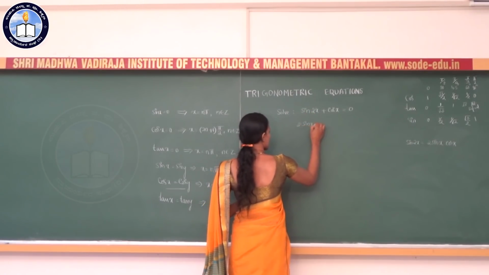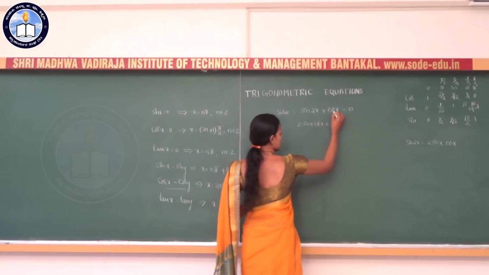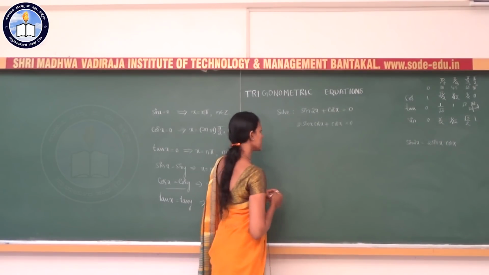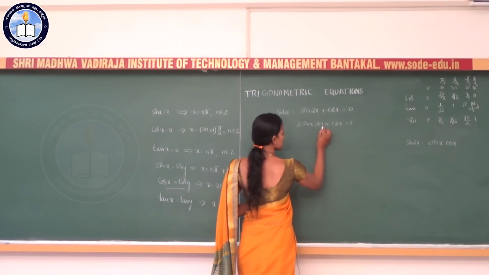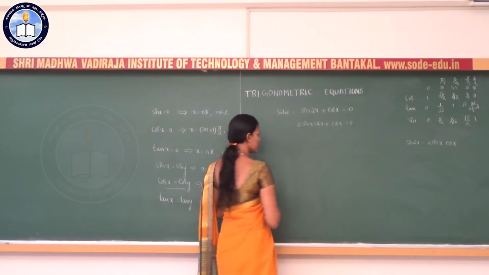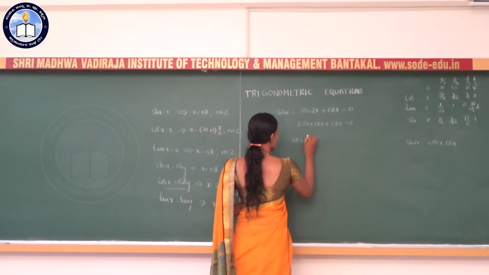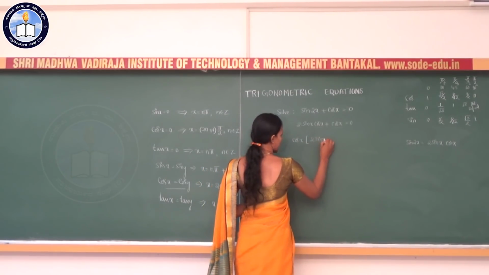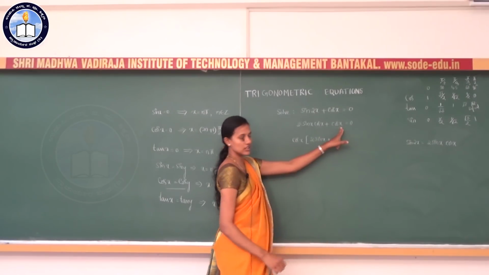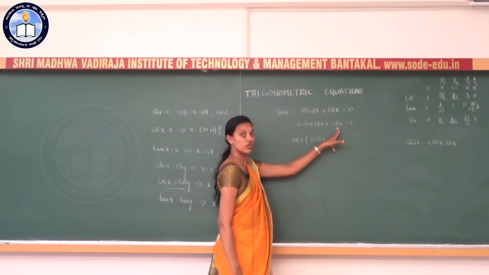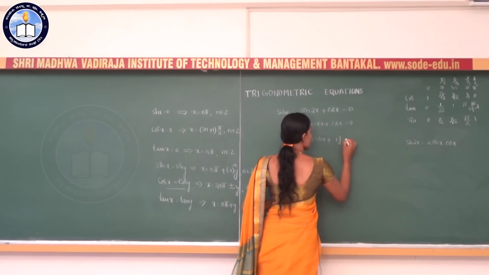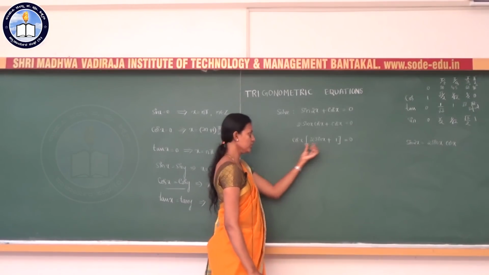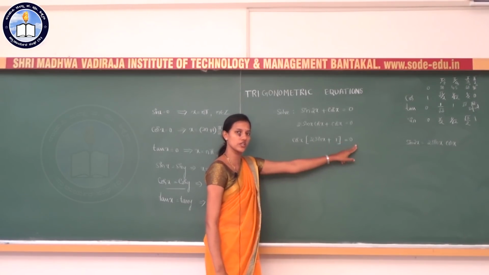2 sin x cos x plus the second term as it is, cos x, is equal to 0. So now we see that cos x is common in both the terms. So let me take it out. In the first term we have 2 sin x, plus cos x has been taken out, so we get 1. Note this, is equal to 0. Now this is cos x into 2 sin x plus 1 is equal to 0.